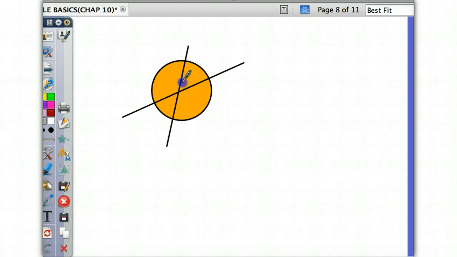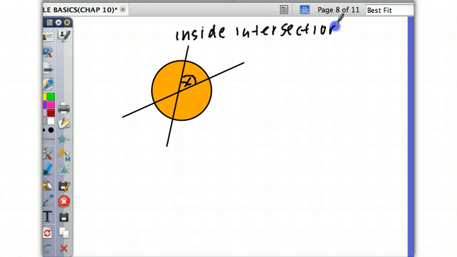All right. Let's see if we can find this angle here, the angle between these two intersecting segments as they intersect in the circle. Maybe I should write inside intersection.